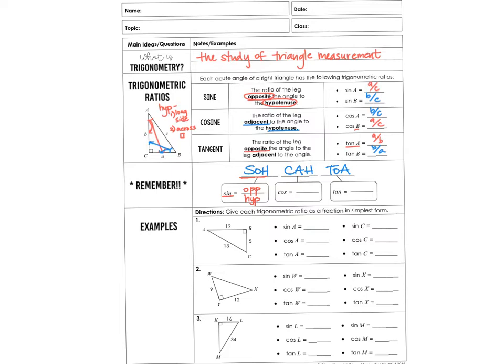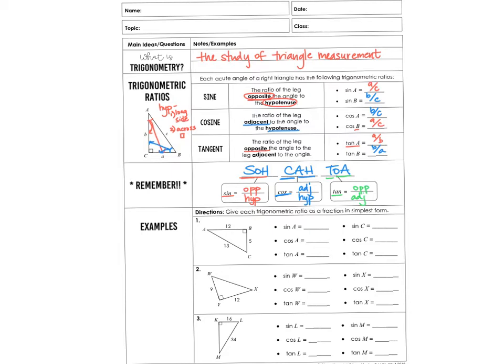The C stands for cosine, and then that AH is adjacent over hypotenuse. You're going to make a fraction each time. And then TOA: the T stands for tangent, and the OA is opposite over adjacent.